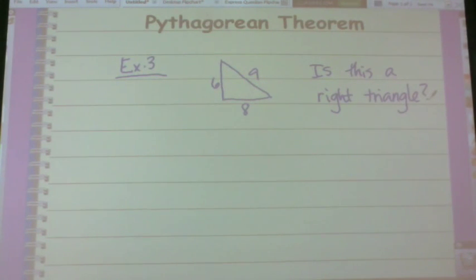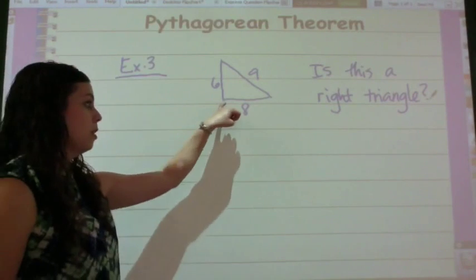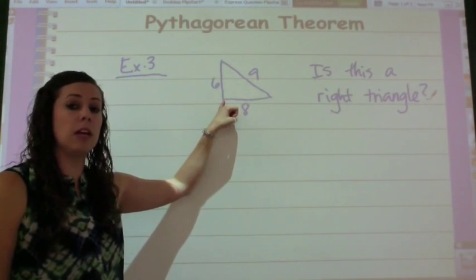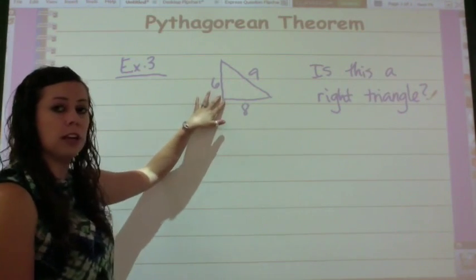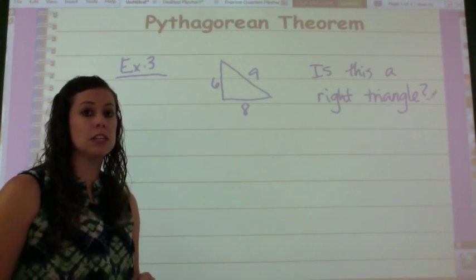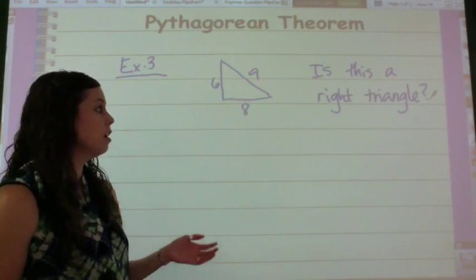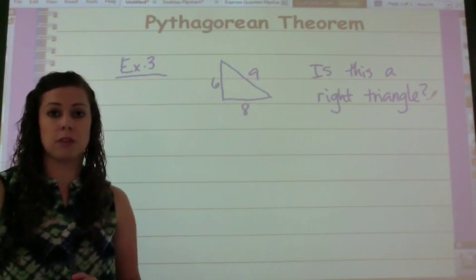We have to figure out if it's a right triangle. It appears to be a right triangle just from the way I drew it, but it may not be an exact 90-degree angle. It might be 91 degrees or 89 degrees, so it looks like a right angle, but it may not be. So we have to use the Pythagorean theorem to figure that out.